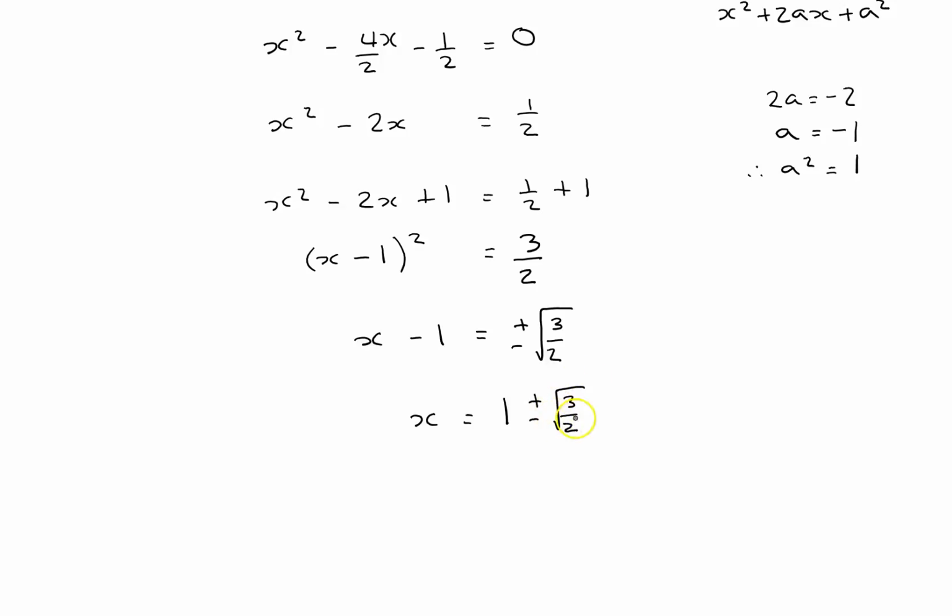Now this is an irrational number, so rather than put it in the calculator and get an approximation, I'm going to leave it as a surd because that's more accurate. So we have our two solutions for x, 1 plus root 3 over 2 and 1 minus root 3 over 2, and we have solved our quadratic equation by completing the square.